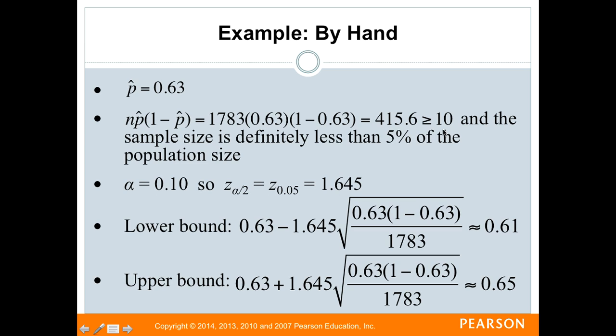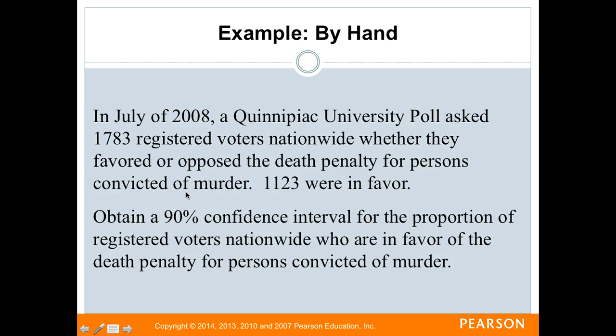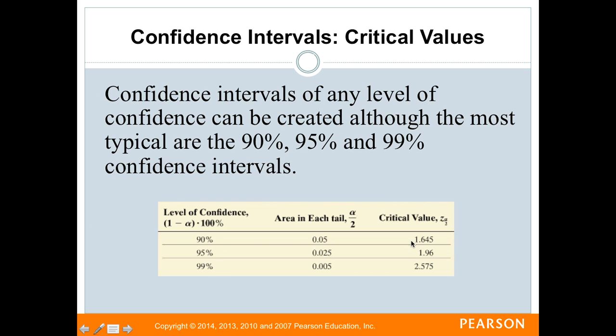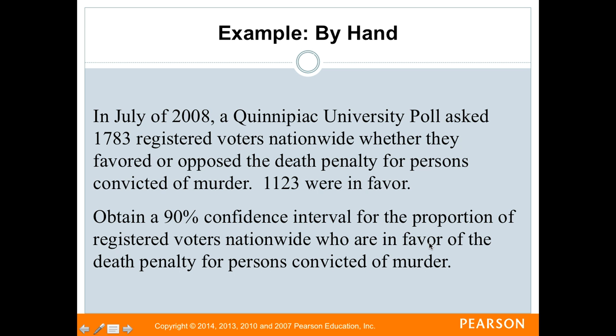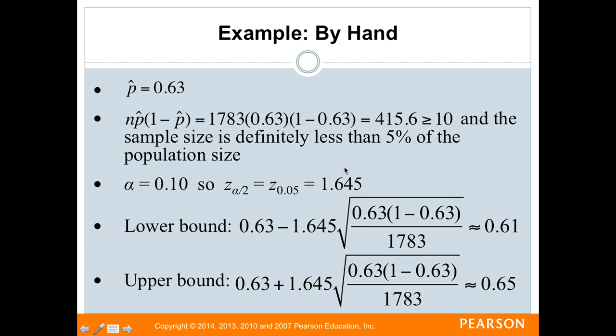And the sample size is only 1,783. That's definitely less than 5% of your population size, because your population is any registered voter in the United States, so it's a very large population. Now, in this particular case, they asked us to create a 90% confidence interval. So our not confident part is the 10%, so we know that alpha is going to equal 0.10. If we go back a couple of slides, we can see that 90% goes with a critical value of 1.645. So that's going to be our critical value here.